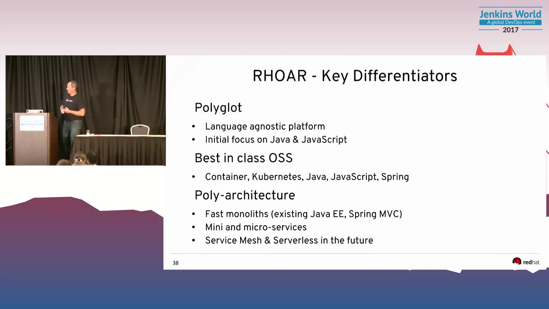Okay, so finally, key differentiators here. Check the time here. Okay, so key differentiators: it's polyglot. We're supporting Java and JavaScript initially. It's best in class. We don't invent everything. We bring in the best. We are unashamed to do that, and that's what Red Hat's been doing for a long time. And it's poly architecture, right? It supports both your existing monoliths and your new cloud-native microservices in one.